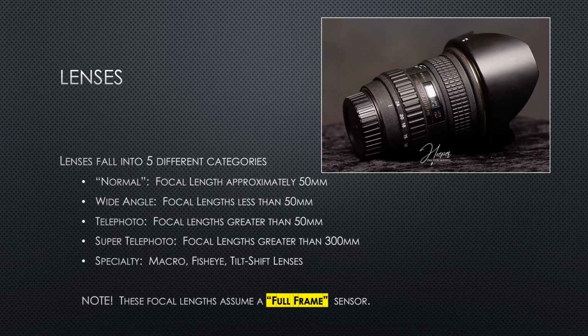Outside of those basic categories, we also have a variety of specialty lenses, and the 3 most common specialty lenses are macro lenses, fisheye lenses, or what they call tilt shift lenses, and we'll talk about those in just a few minutes. Do pay attention though that these focal lengths of 50 millimeters, larger or less than 50 millimeters, is assuming that we are using a full frame sensor. We're going to talk about what that means here in just a second.